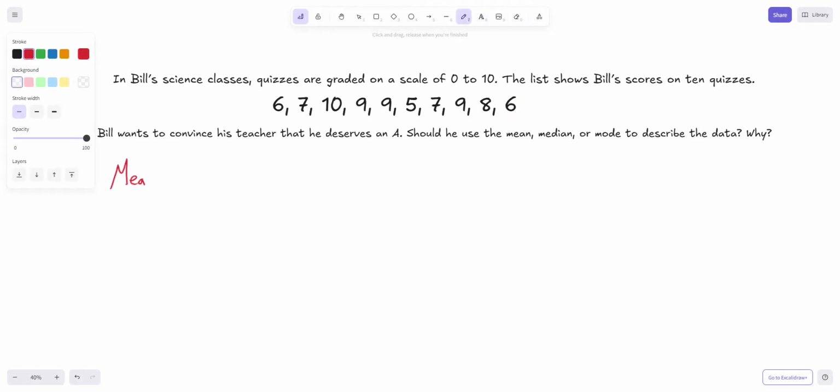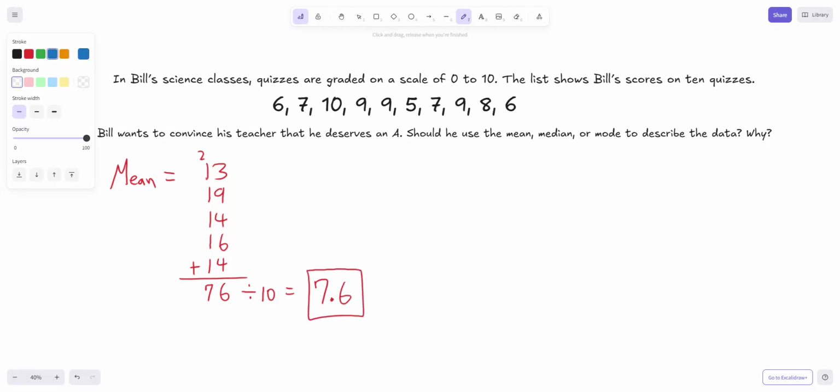To find the mean, I need to have the sum. So 6 plus 7 is 13. 10 plus 9 is 19. 9 plus 5 is 14. 7 plus 9 is 16. 8 plus 6 is 14. So I added pairs, and now I have 5 pairs. I'm going to add them up again. 13 plus 19 is 32, 46, 62, 76. So the sum is 76, and I'm going to divide that by 10 because there were 10 numbers. So I get a mean of 7.6.